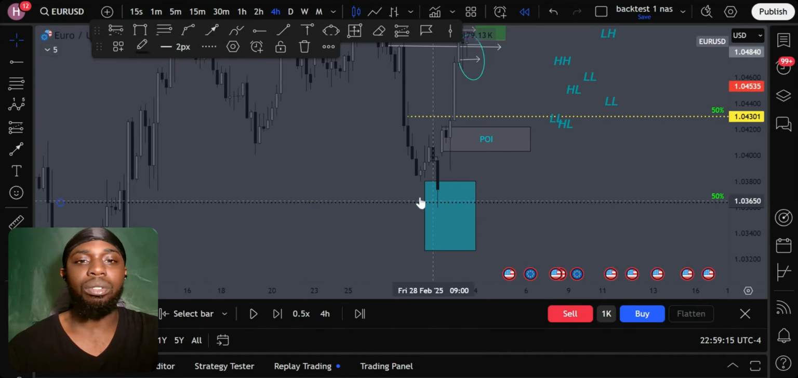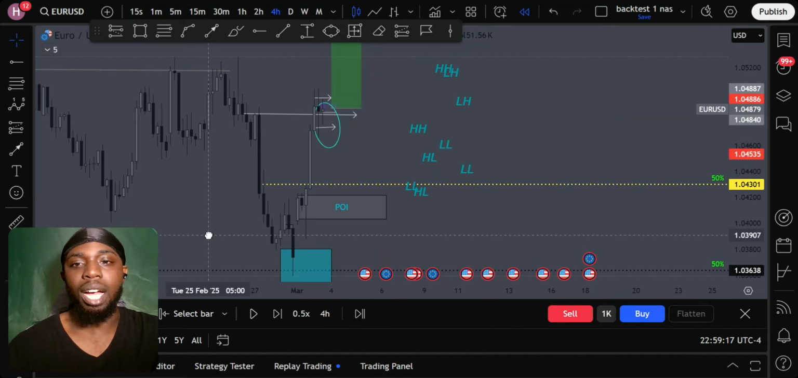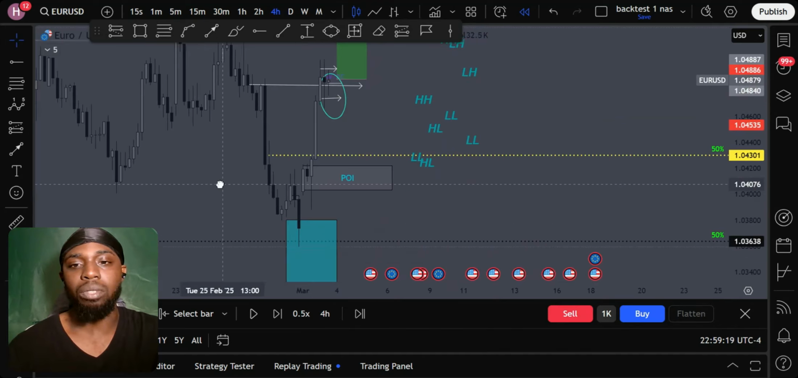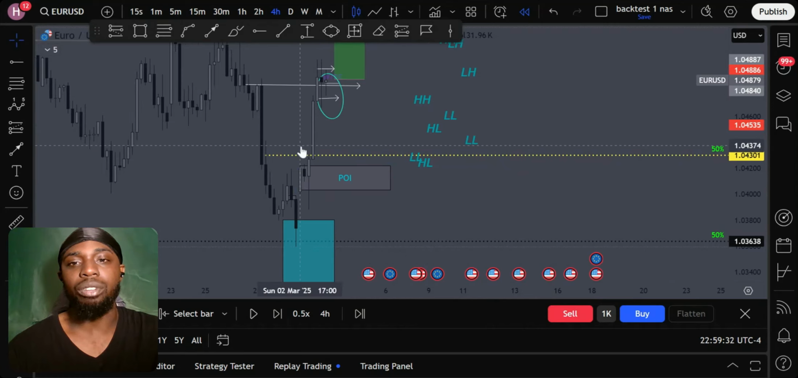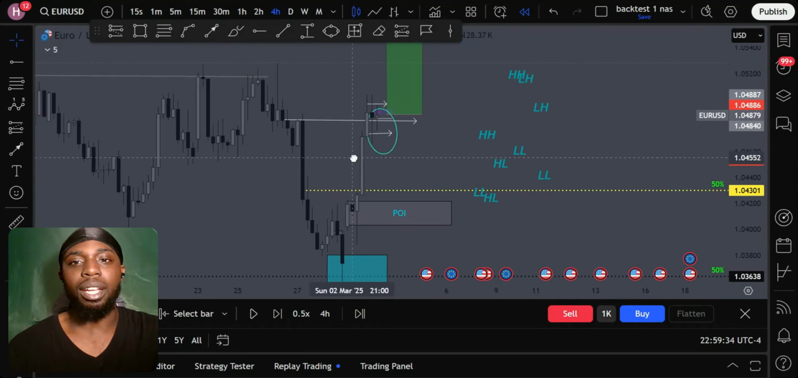Now, I didn't execute here. I was patient because I still wanted to see exactly what the market was doing. And we had a lot going on. And it wasn't my trading time when this happened. As you can see, this happened at 1300. So it just wasn't my trading time, and I just wasn't into trading at that time. I usually trade NY sessions.